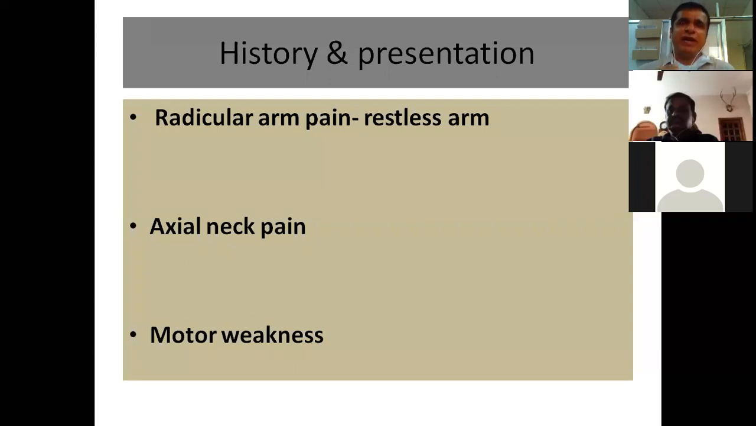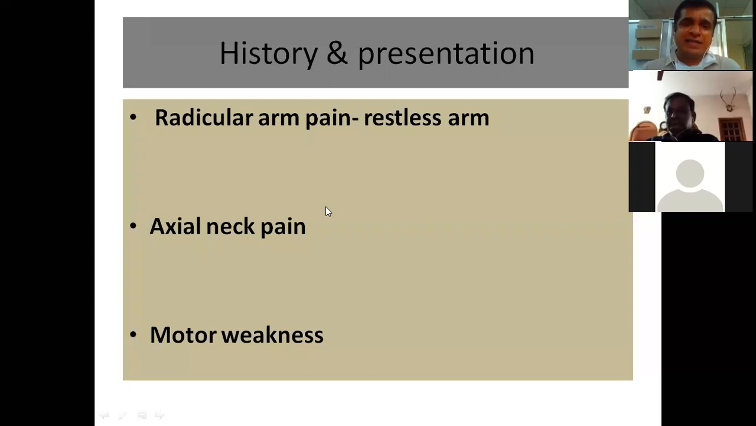They will try to find a position of convenience. They will try to hold the arm, they will try to hold the arm above the head, they will try to bring the arm below their back. So somehow they want to find a position of comfort. They will have some pain relief for a few seconds, and again they will have pain. So this is called as restless arm. We can call it a restless arm also.